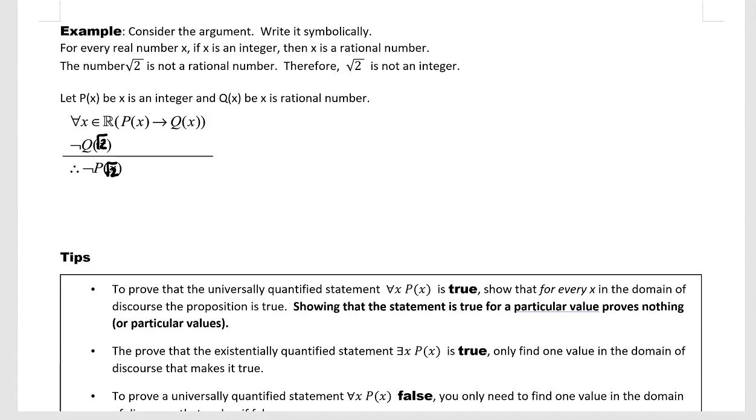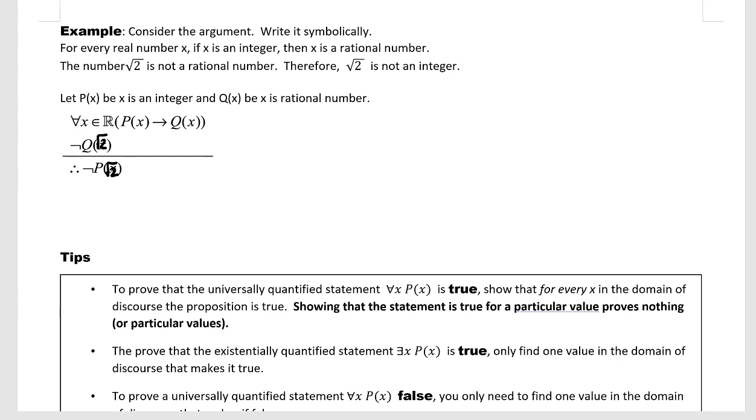Let's continue. Consider the argument, and write it symbolically. For every real number x, if x is an integer, then x is a rational number. The number square root of 2 is not a rational number. Therefore, square root of 2 is not an integer. I'll also put down the answer here.